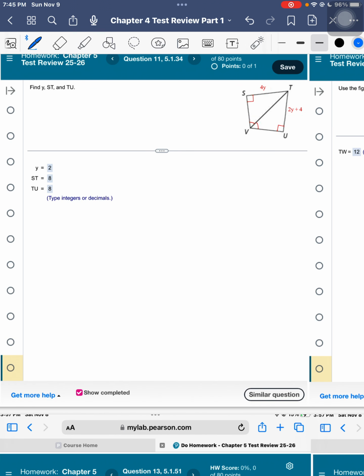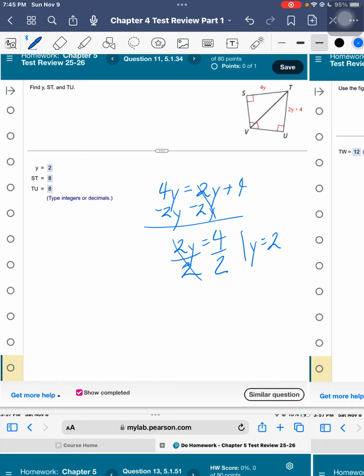Once again, same thing. I have an angle bisector, so this side length and this side length are equal to each other. So 4y is equal to 2y plus 4. Minus 2y from both sides, 2y equals 4. Divide by 2, so y is equal to 2.